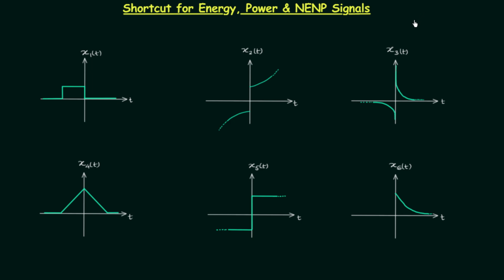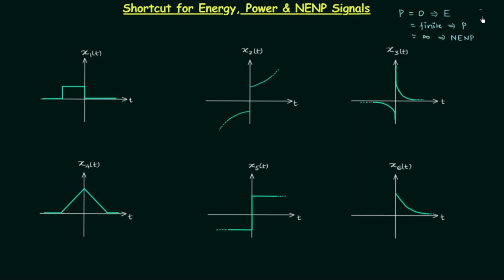In the last few lectures, we have seen what are energy signals, power signals, and neither energy nor power signals. And we already know how to find out if the given signal is energy signal, power signal, or NENP signal. The first step is to find out the average power. If the average power P is equal to 0, this implies the signal is energy signal. And if the average power P is some finite value, this implies it is a power signal. And if the average power P is not 0 and not finite, this means it is infinity. This implies it is neither energy nor power signal.